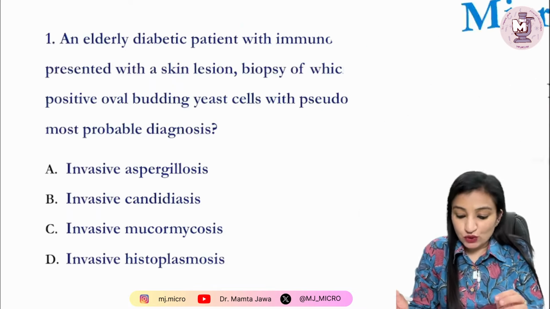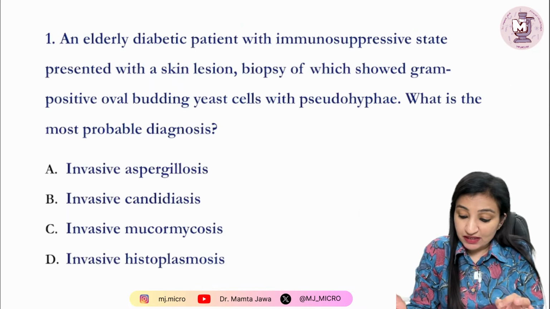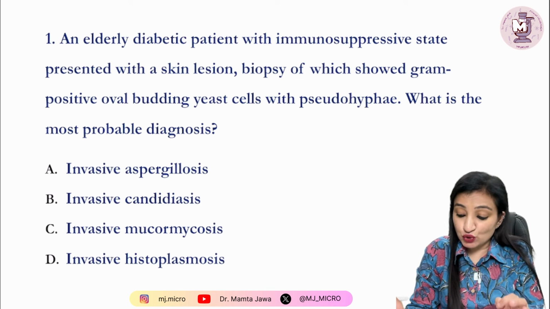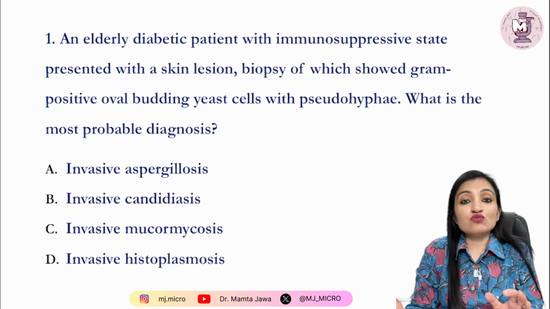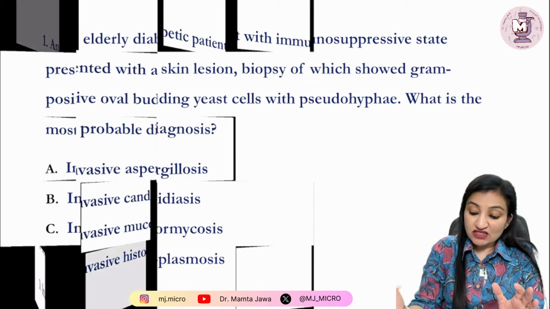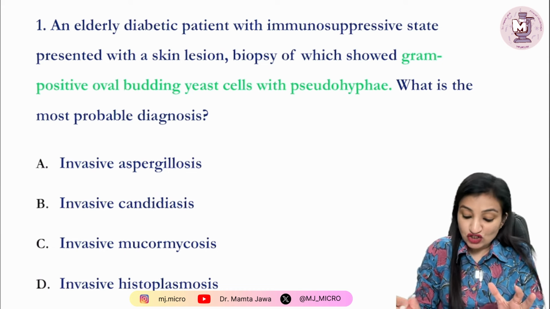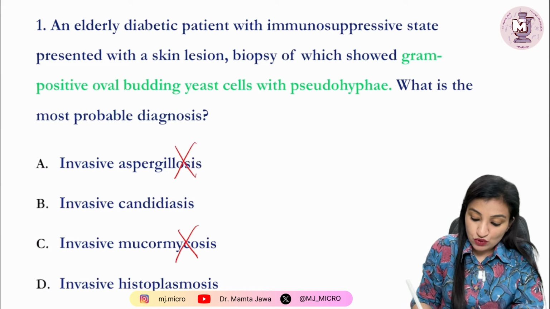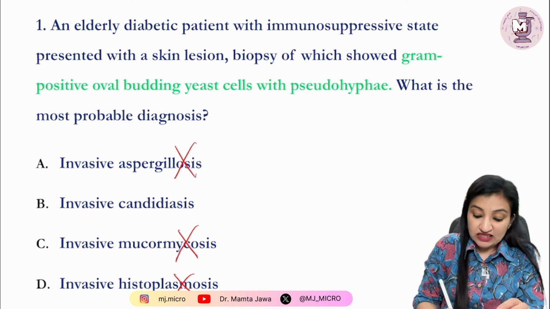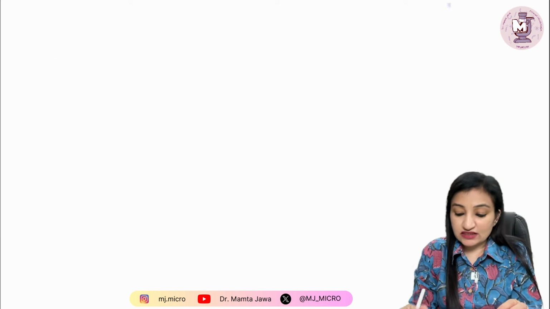So the first question goes like this. An elderly diabetic patient with immunosuppressive state presented with a skin lesion, biopsy of which showed gram-positive oval budding yeast cells with pseudohyphae. What is the most probable diagnosis? Now the buzzwords in this question are gram-positive oval budding yeast cells with pseudohyphae. So the answer is not invasive aspergillosis or mucormycosis or histoplasmosis. The answer is invasive candidiasis.